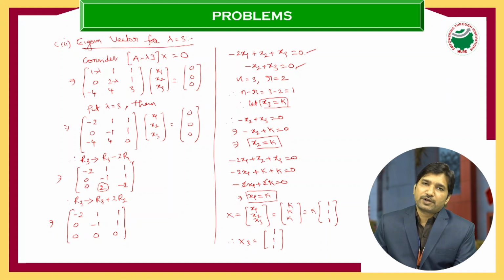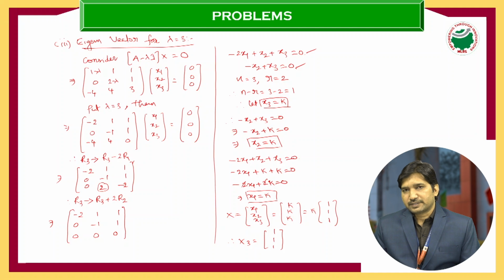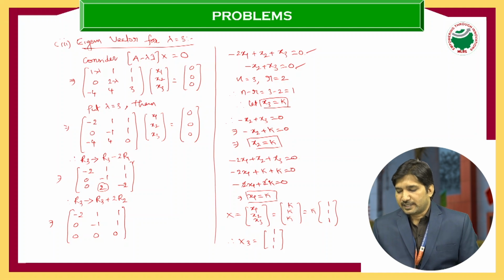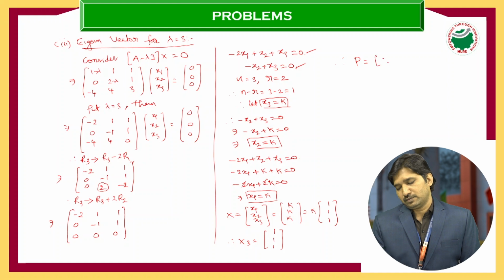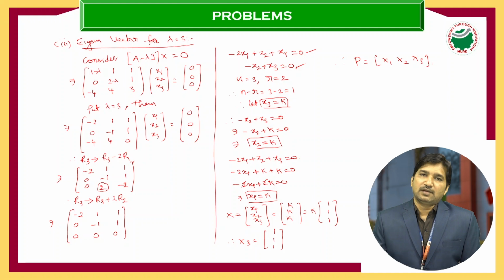Now write the modal matrix. The modal matrix is the matrix of x1, x2, x3. You know the modal matrix P equal to x1, x2, x3. So write the eigenvectors column-wise. That is the modal matrix.